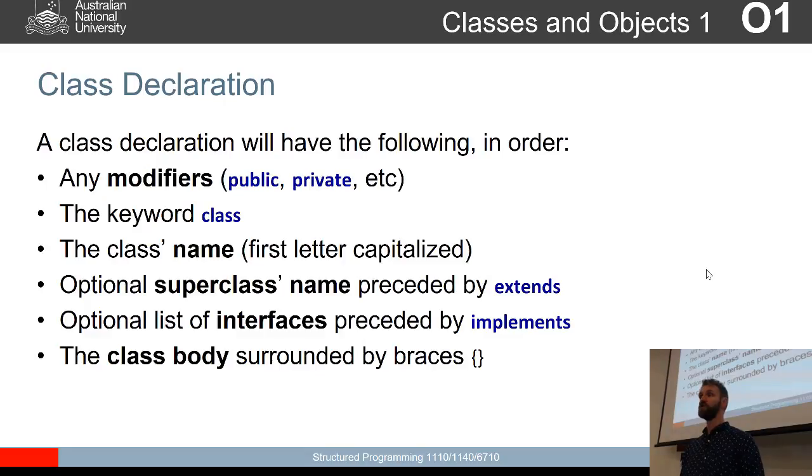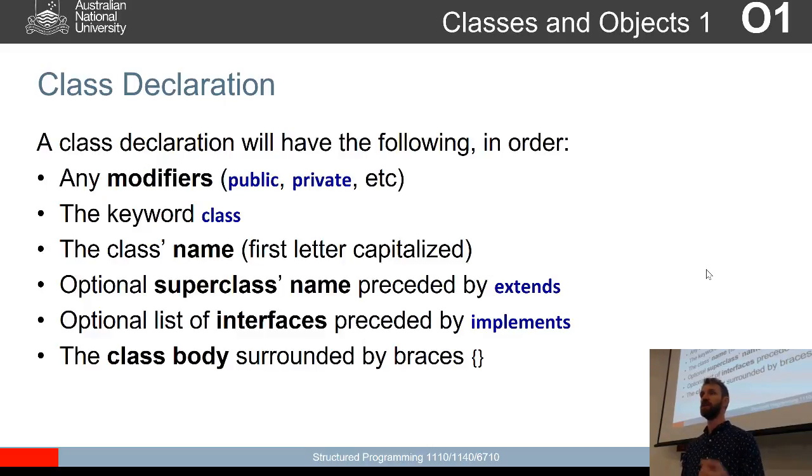Optionally, you may choose to extend a class. So if you think back to the bike class example, we might say that a bike is a specific type of a vehicle. So we might say bike extends vehicle. It's a more specific version of the vehicle class. And if you extend a class, your class is going to inherit all of the behavior of the class that it extends.